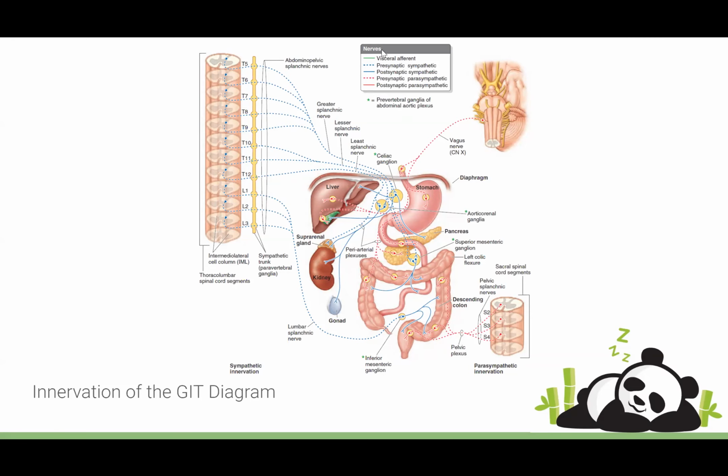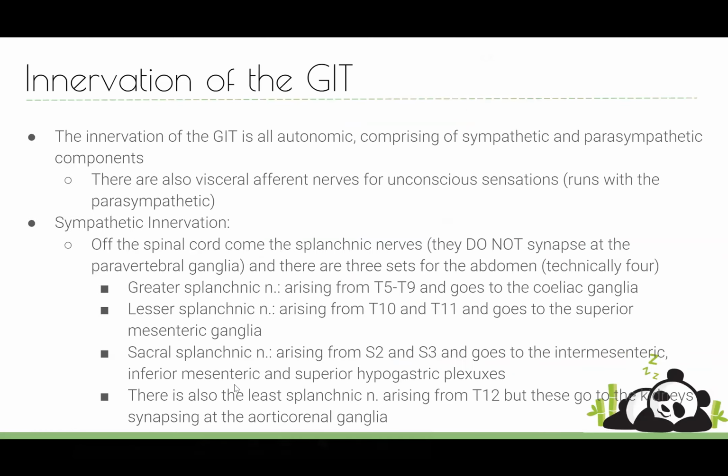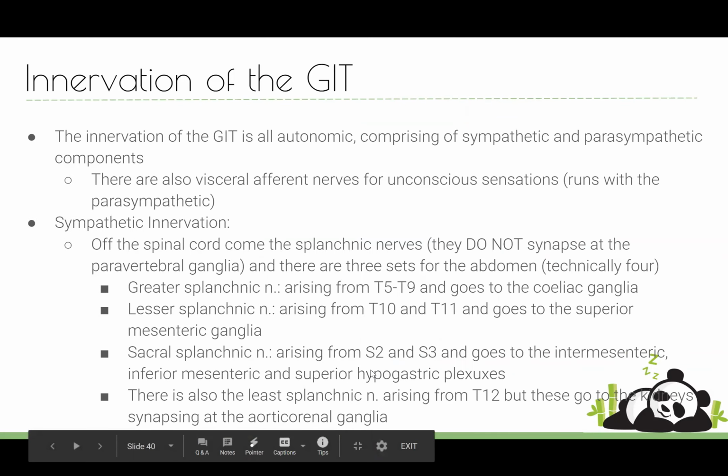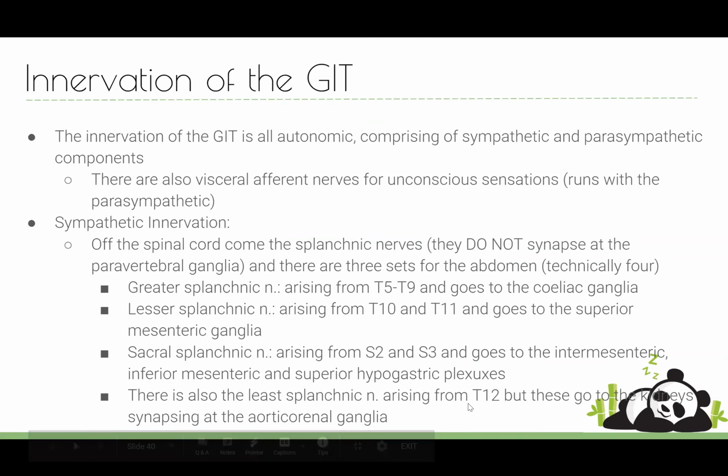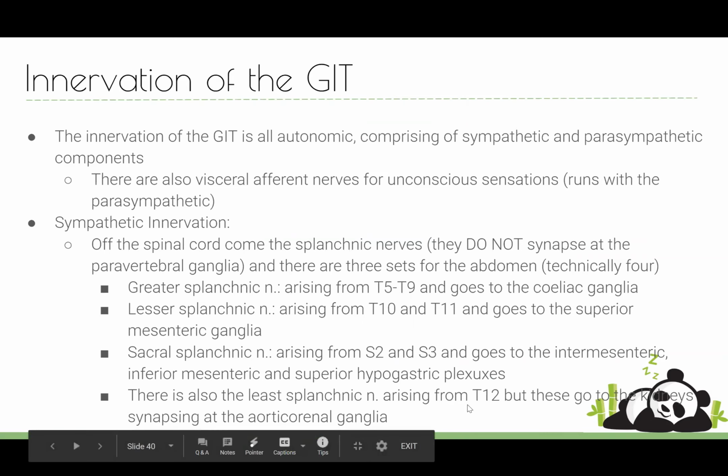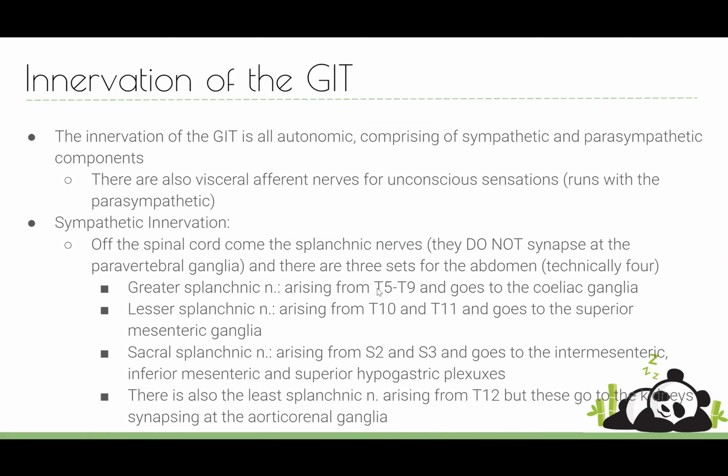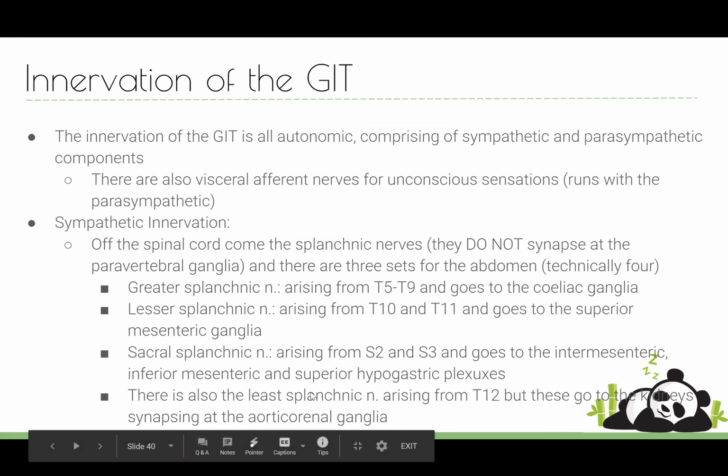Any mnemonics or tips for remembering all of these nerves? The way I remembered it was that they go straight one after each other. So the greater, lesser, and then the least. The greater is T5 to T9, and that's the only one that's important. Then the lesser is T10 to T11, and the least is T12. And then after that is the sacral splanchnic, S2 and S3.